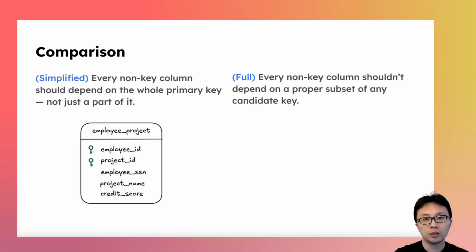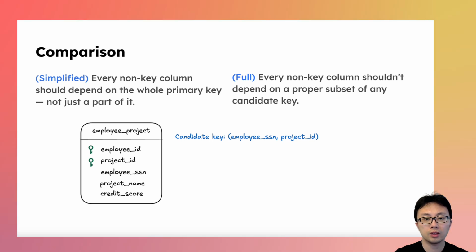Let's look at this employee project table, which represents the projects employees are engaged with in a company. The table uses a composite key as its primary key, which is composed of two columns, employee ID and project ID. Beyond that, it has three more columns: employee social security number, or short for employee SSN, project name, and project budget. In addition to the primary key, the table has another candidate key, the combination of employee SSN and project ID. The table has two functional dependencies.